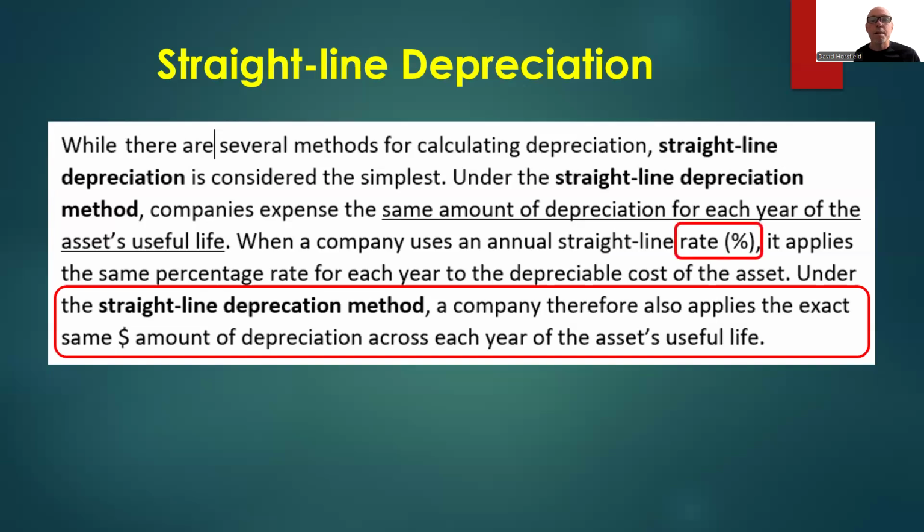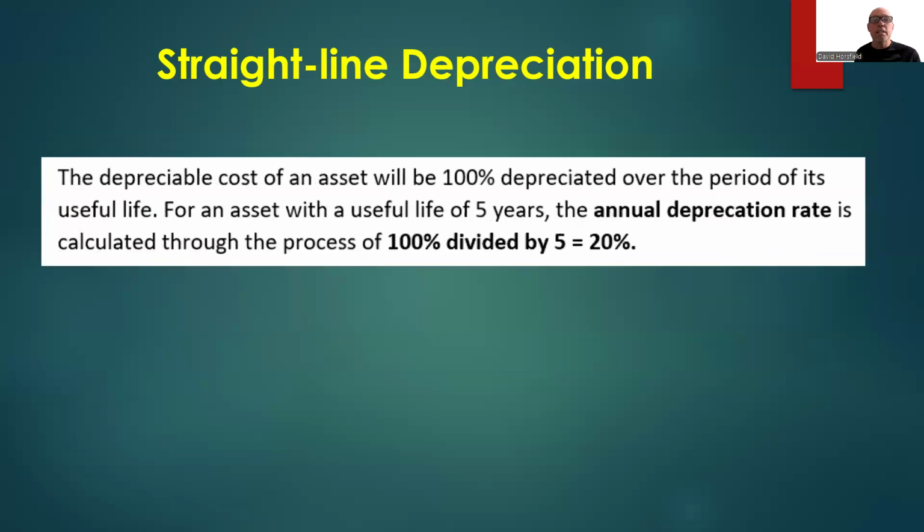This idea of a rate percentage is going to come back into play when we start to use a worksheet application of this. This straight line depreciation, the depreciable cost of an asset will be, here's our percentage, 100% depreciated over the period of the asset's useful life. For an asset with a useful life of 5 years, the annual depreciation rate is calculated by taking 100% divided by 5. We get 5 years useful life.